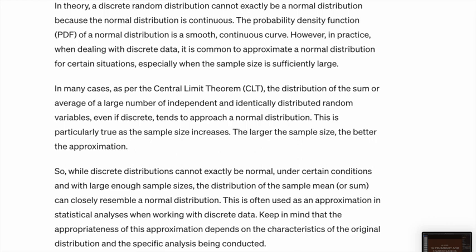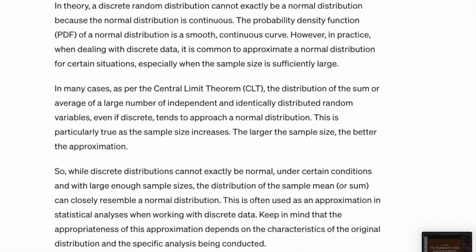In many cases, as per the central limit theorem, the distribution of the sum or average of a large number of independent and identically distributed random variables, even if discrete, tends to approach a normal distribution. This is particularly true as the sample size increases.